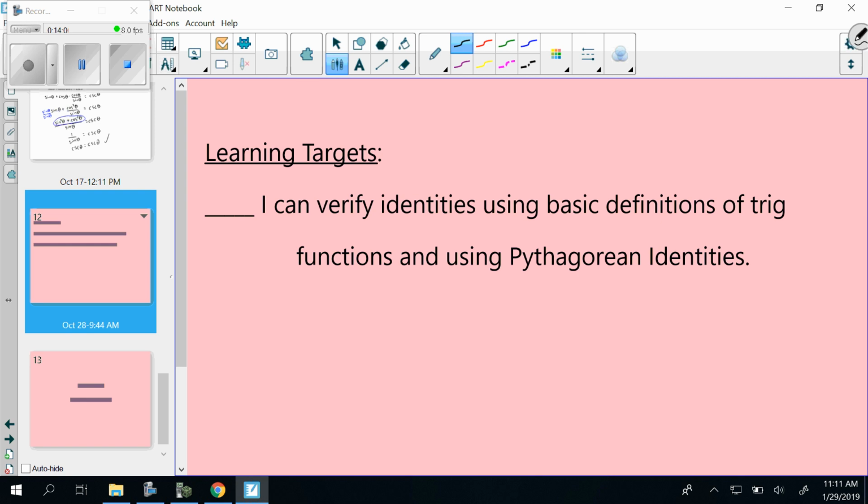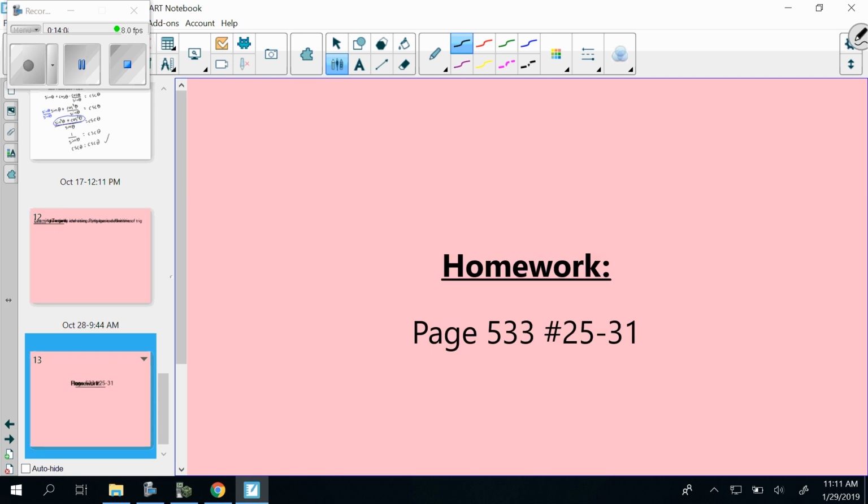All right, you're going to try some of these out now. So see if you can try these ones out of the book, 25 through 31, and show that both sides are equal using some of these trig identities.